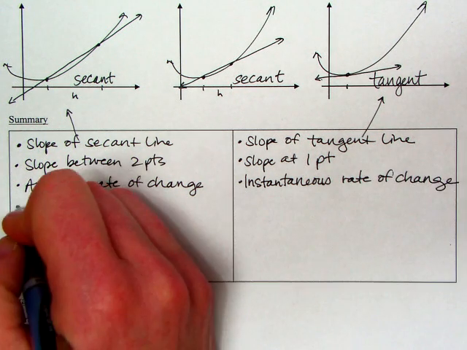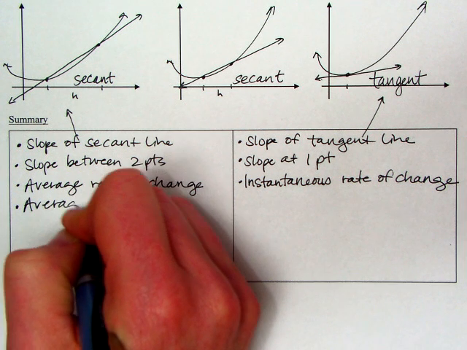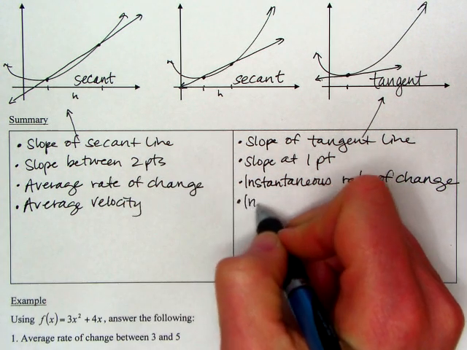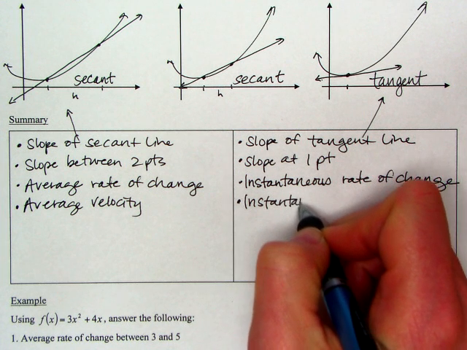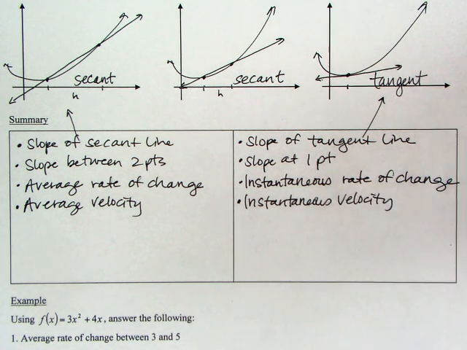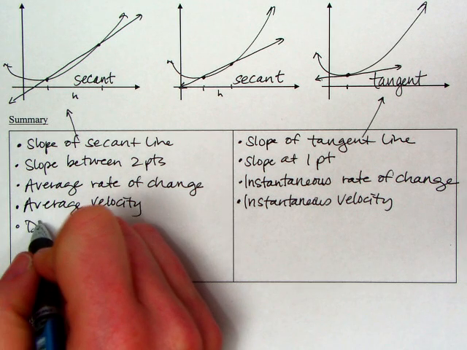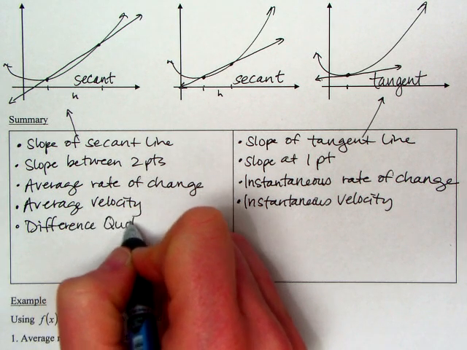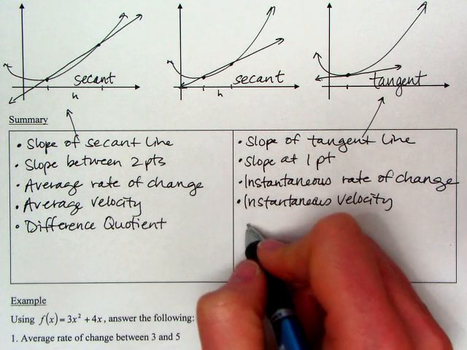This one's called average velocity, and this one is called instantaneous velocity. And that's a lot of vocab. We got a couple more. This one is called the difference quotient. We talked about that on the front, finding the slope. This one is called the derivative.